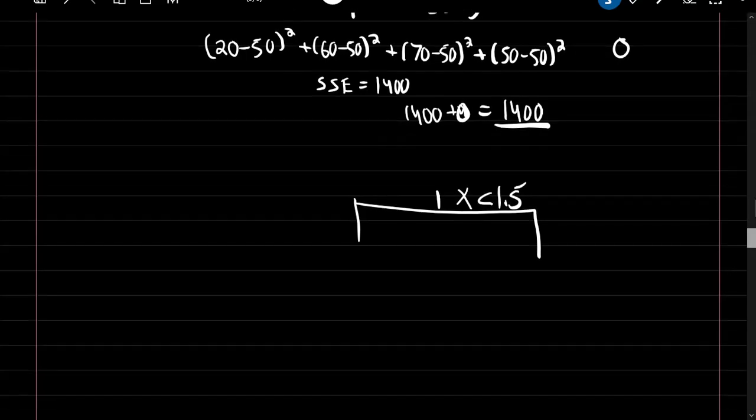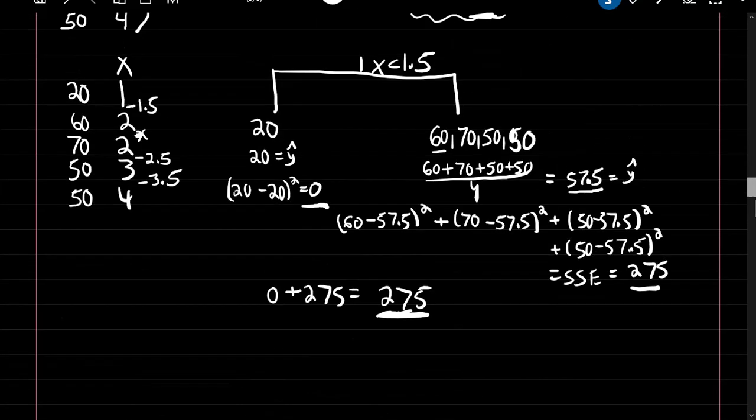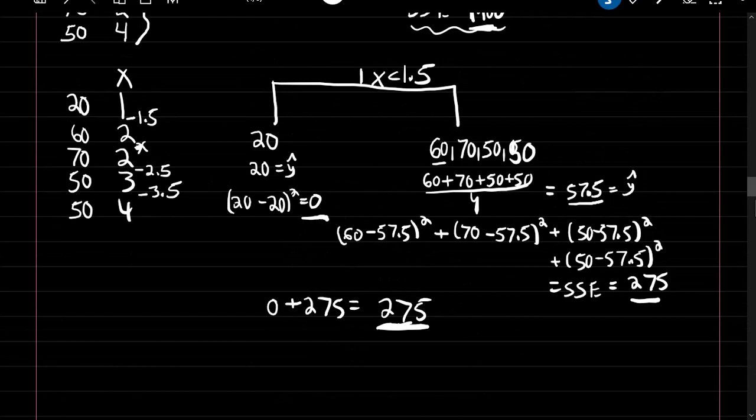Now, if we wanted to continue this, we could, where ultimately we said x is less than 1.5, and on the right, we're going to have 4 observations. So from these 4 observations now, we could perform another split. And on the left, we only have 1 observation, so that, of course, is our final leaf. We can't go any further than that.